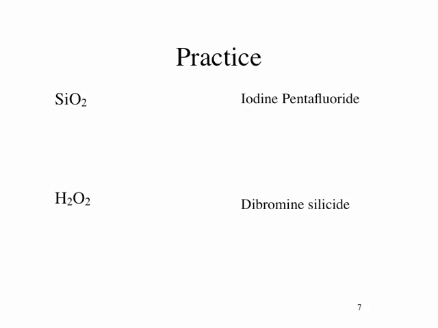So here's a little bit of practice. SiO2. Pause for a minute and in your notes, write out the name for that compound. Do the same for H2O2. Write out the name for that compound. And then on the right, I've given you the name. You try and turn it back into the chemical formula that goes with it. So iodine pentafluoride and dibromine silicide.